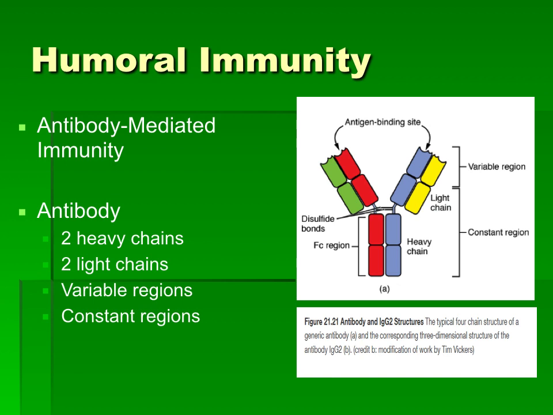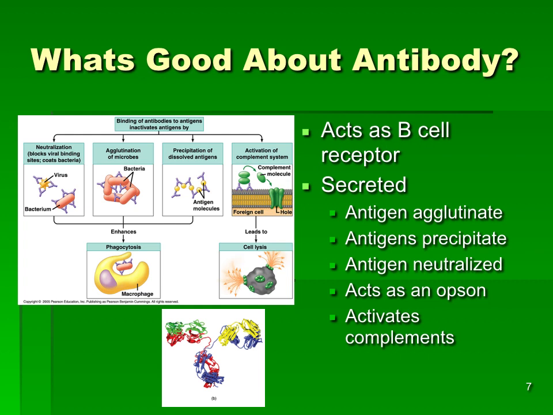And that's the variable region, and so kind of similar to the T cell receptor, but a little bigger molecule, and having this ability to bind to the antigen twice. Here they show a green and a red side and a blue and a yellow, but those antigen binding sites are identical. Okay, so what's good about antibody? Well, antibody acts as the B cell receptor, but it's also secreted.